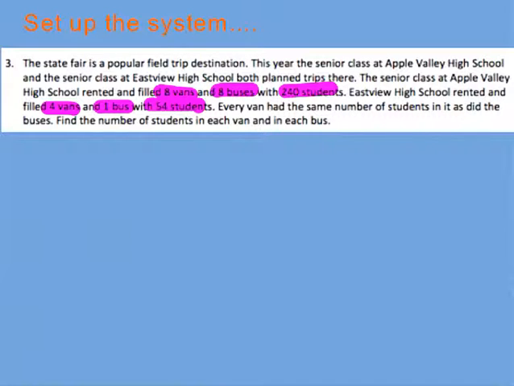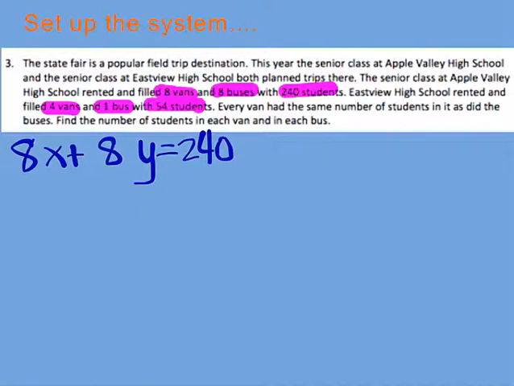Each van had the same number of students, and so did the buses. So let's go ahead and set that up. For every van, there were X people in the van, and there were 8 vans for Apple Valley. There were Y people in the bus, and there were 8 buses for Apple Valley, and that was a total sum of 240. Then there were 4 vans with X number of people for Eastview, and 1 bus with Y number of people for Eastview, and that is equal to 54.